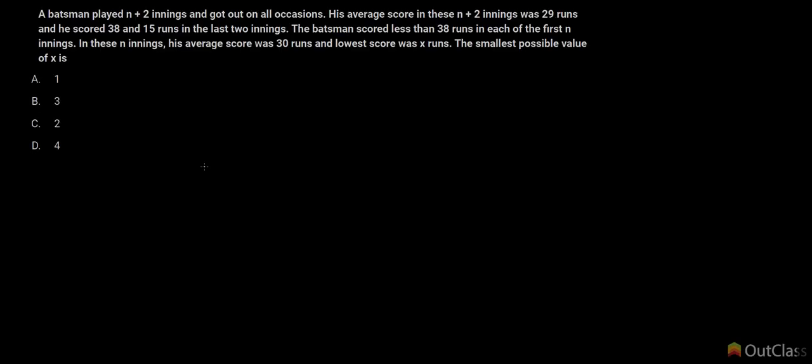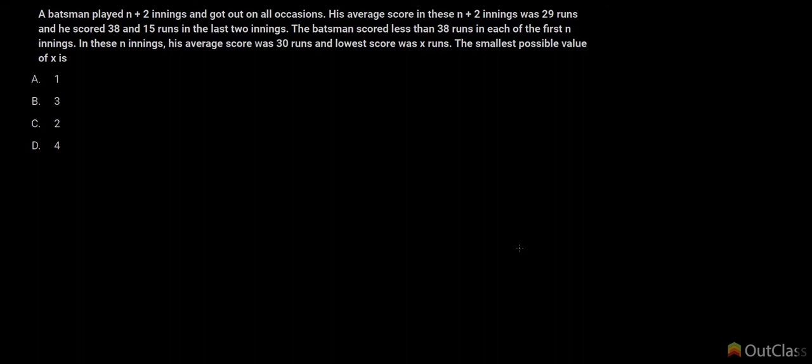A batsman played n plus 2 innings and got out on all occasions. His average score in these n plus 2 innings was 29. He scored 38 and 15 in the last two innings. He scored less than 38 in each of the first n innings. In these n innings, his average was 30 and lowest was x. What is the smallest possible value of x?